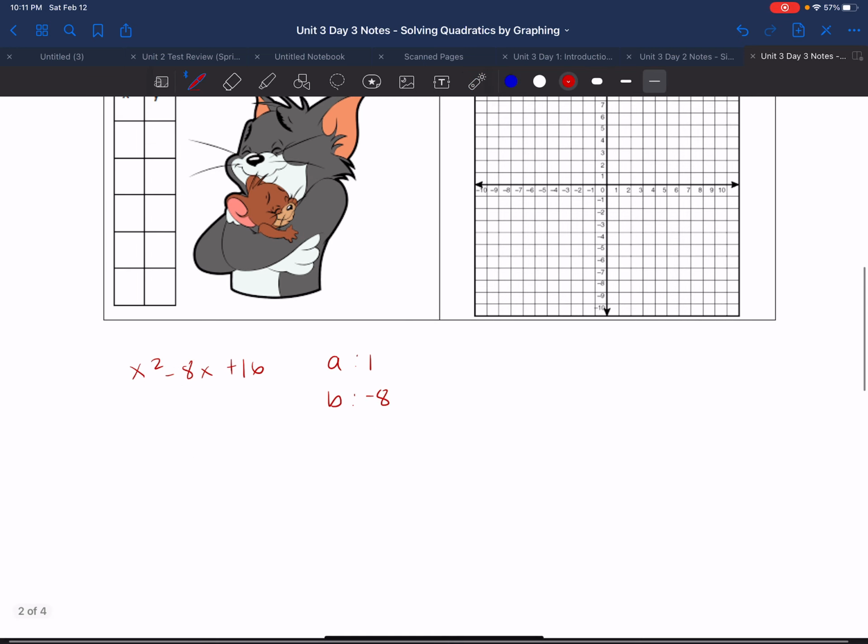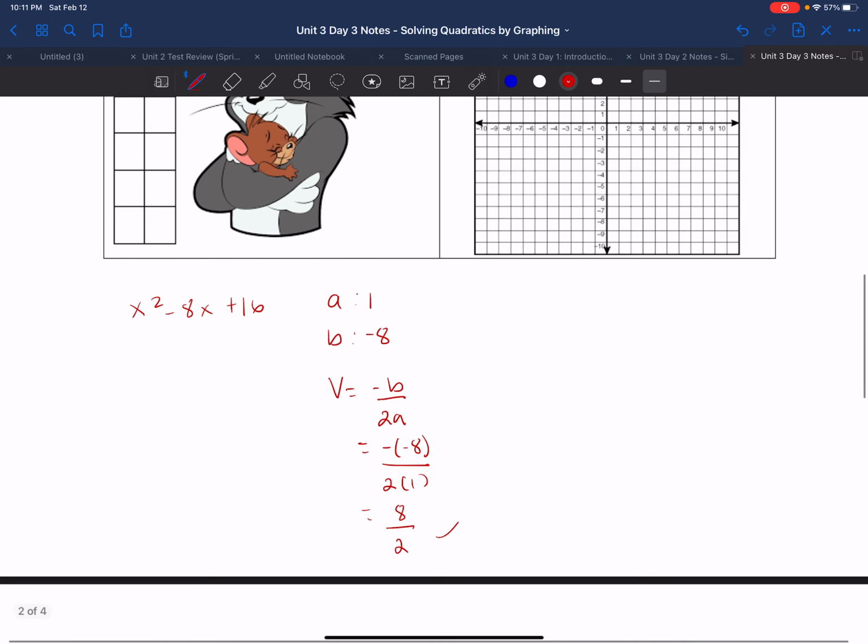So writing my vertex, x is equal to negative b over 2a. My negative b is what? Negative times negative 8. Divided by 2 times what? Well, it's 1. So I put 1 here. And then, multiplying everything, top and bottom, negative times a negative is a positive 8, divided by 2. And 8 divided by 2 is what? 4. So x is equal to 4.